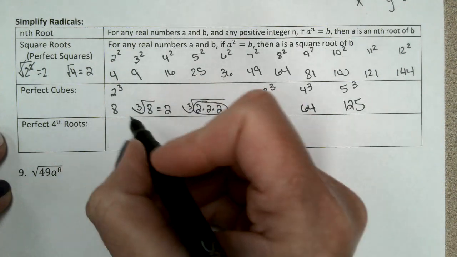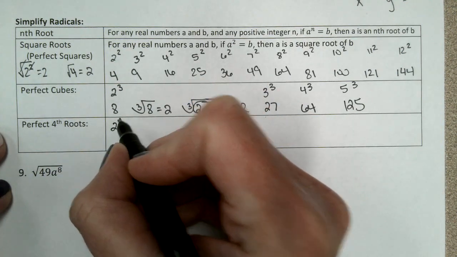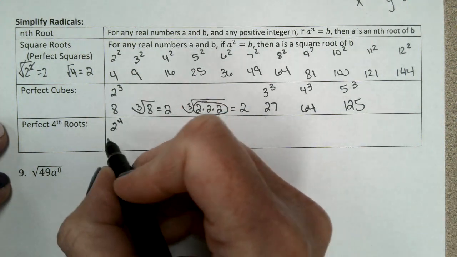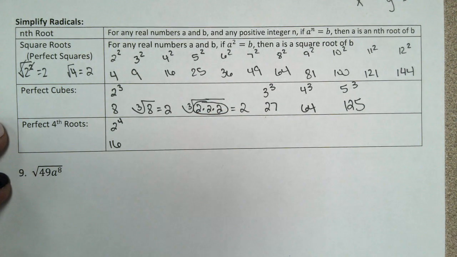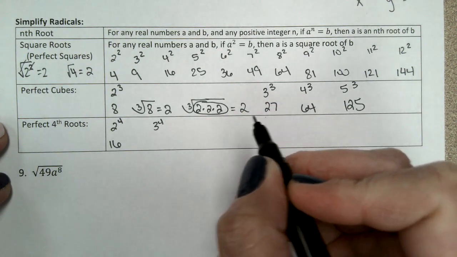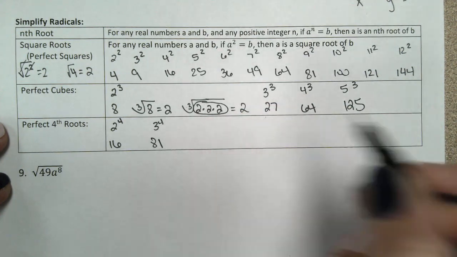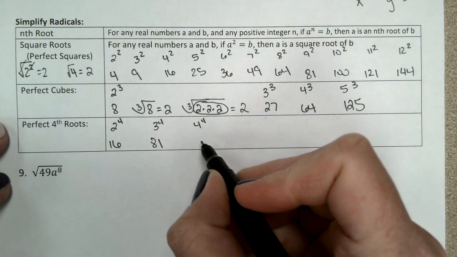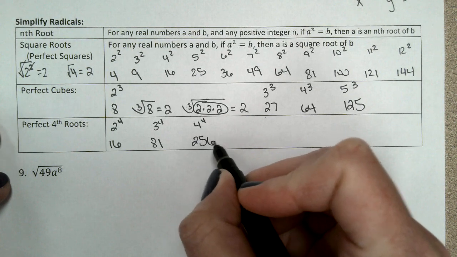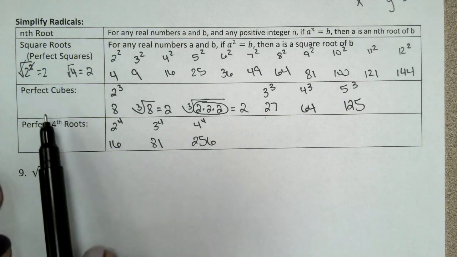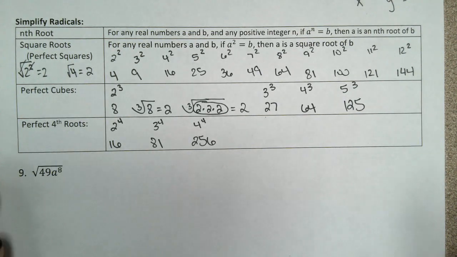What are my perfect fourths? So if you have 2 to the 4th power, I know that that is 16. 3 to the 4th is 81. And 4 to the 4th is 256. So it's a good idea to know what your perfect square, cube, and fourth roots are.